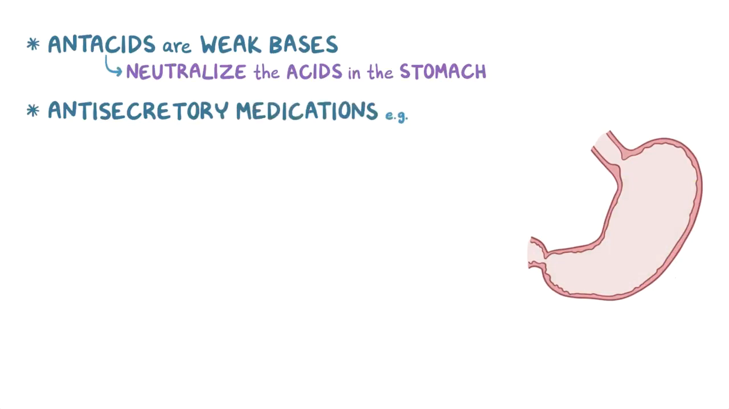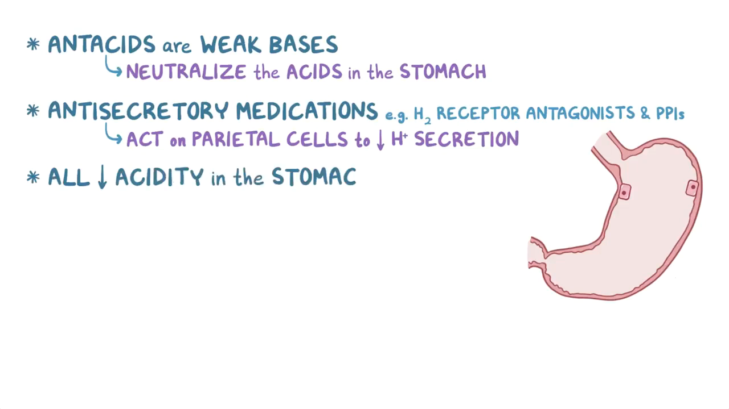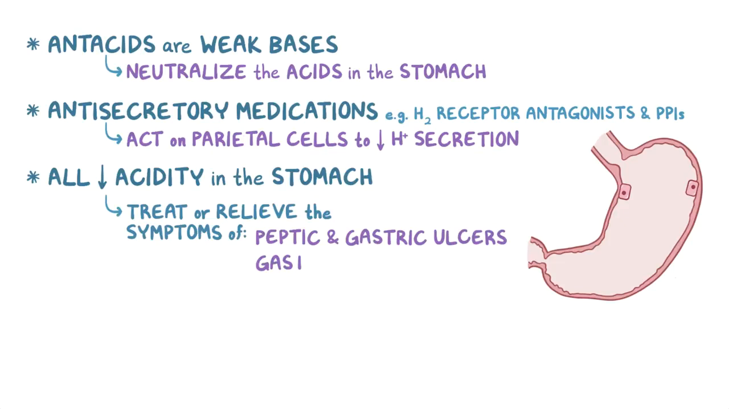Alright, as a quick recap, antacids are weak bases that neutralize the acids in the stomach. Antisecretory medications like H2 receptor antagonists and proton pump inhibitors act on the parietal cells to decrease hydrogen ion secretion. All three types of medication reduce the acidity in the stomach, which helps treat or relieve the symptoms of peptic and gastric ulcers, gastritis, and GERD.